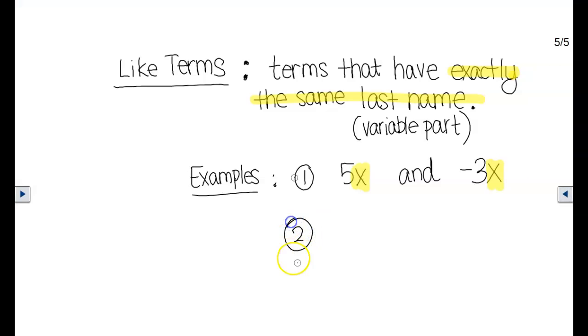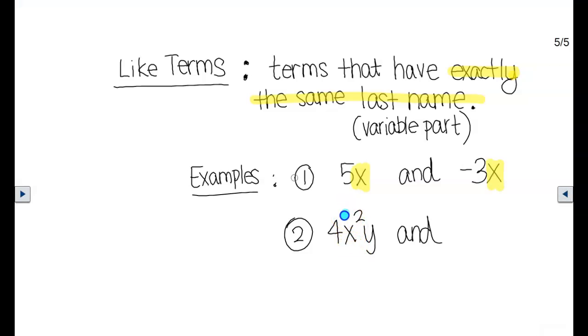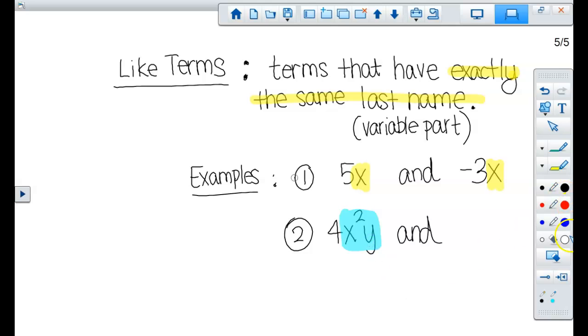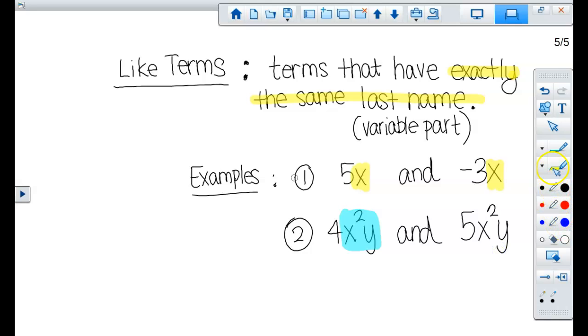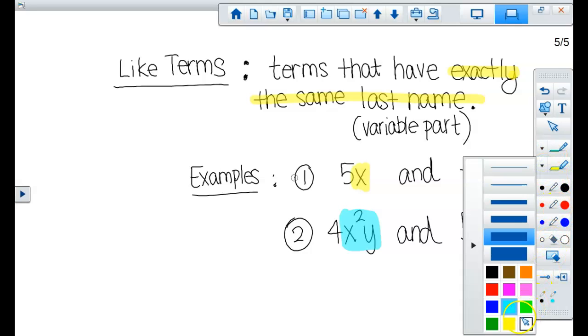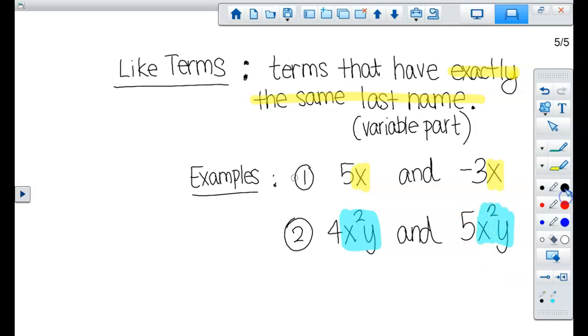All right, let's say I have 4x squared y. And I want to have a like term over here for that. Well, take a look at that term. What is his last name? His last name is all of the variable parts. So the last name is x squared y. So if I wanted to make up a like term for that, I would have to use a different number, like 5, and then have the same last name. So I would want to have x squared y, just like he does. So notice, exactly the same last name.